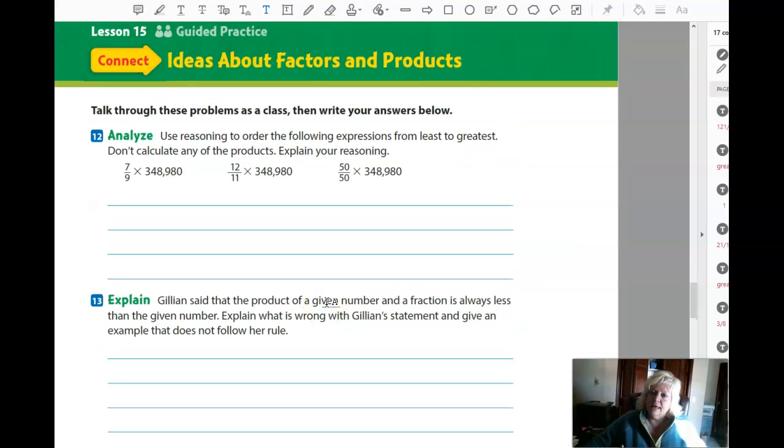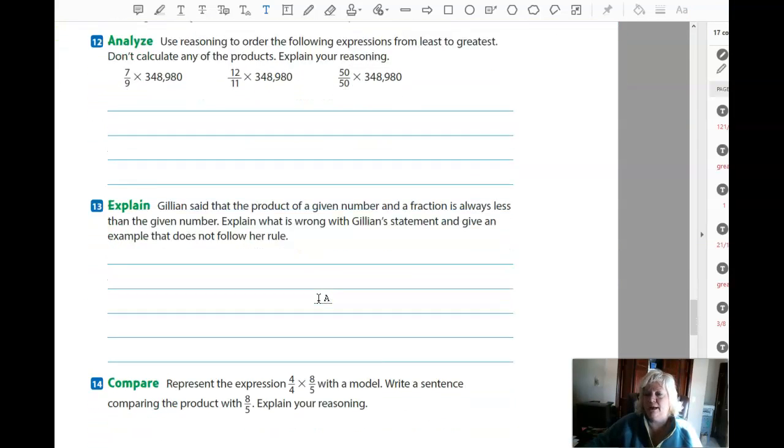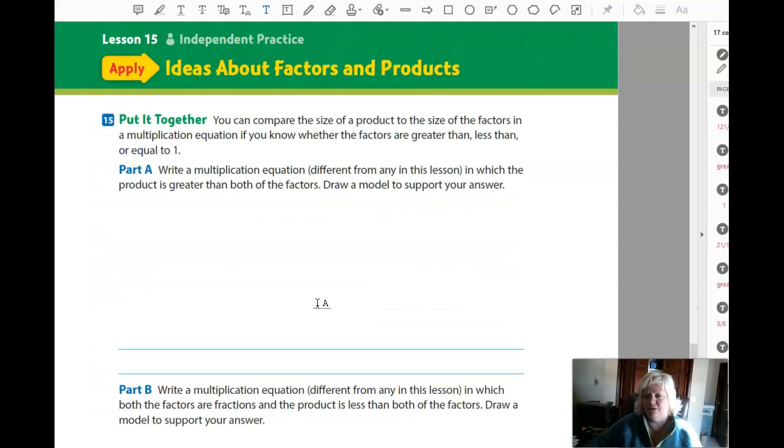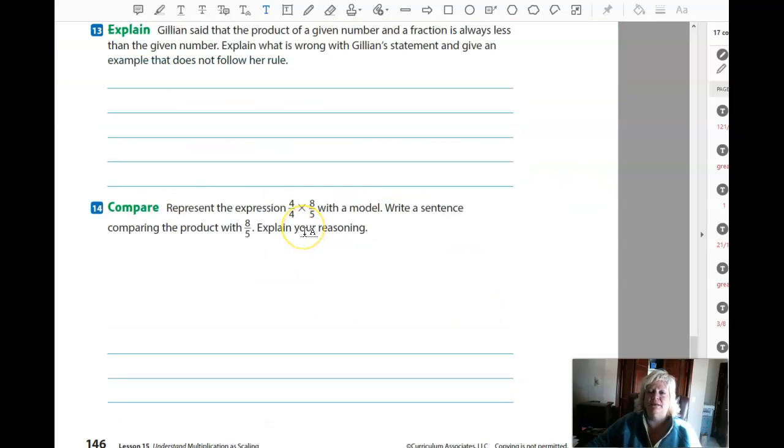Okay, let's look at your guided practice. Why don't you go ahead and do your guided practice, all of them, and then you can come and check them. And then after that, we'll do the independent practice.